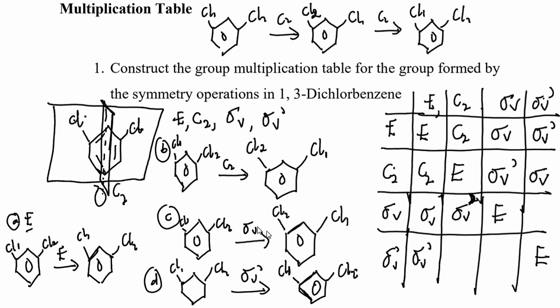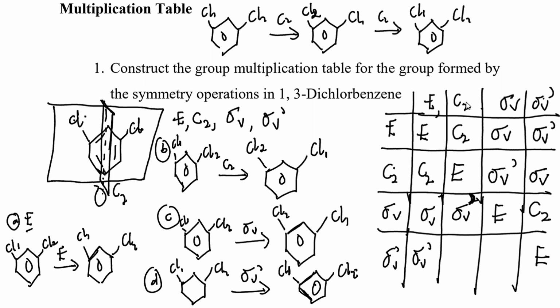Sigma v prime. So let's look at sigma v prime and sigma v. That should give us C2, but let's look at it. Sigma v prime will give us Cl1, Cl2. So this one, sigma v, changes, sigma prime does not change. So this one will change it to Cl2, Cl1, and that's similar to C2. So we have this to be C2.